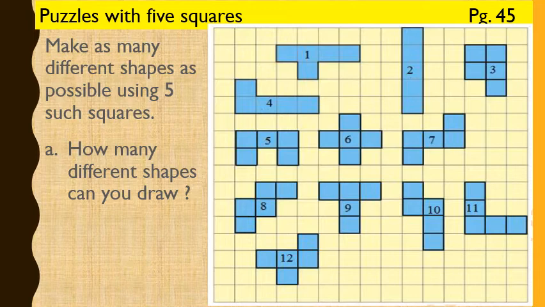How many different shapes can you draw? We can draw 12 different shapes using 5 squares only.